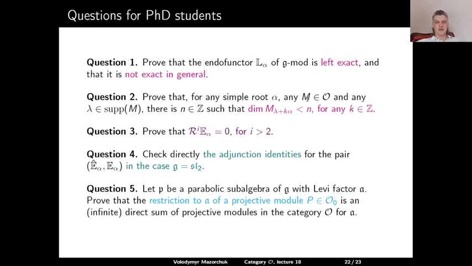Question number 5. Let P be a parabolic subalgebra of G with Levi factor A. Prove that the restriction to A of any projective module P in O0 is an infinite direct sum of projective modules in the category O for A.